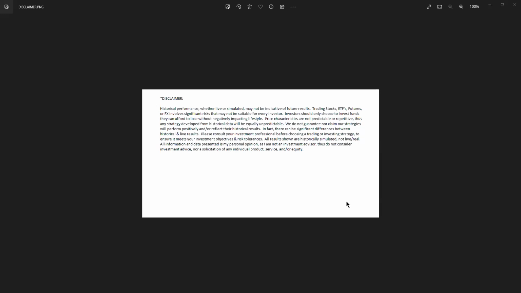Please consult your investment professional before choosing a trading or investing strategy to ensure it meets your investment objectives and risk tolerances. All results shown are historically simulated, not live. All information and data presented is my personal opinion, as I am not an investment advisor, thus do not consider it investment advice nor solicitation of any individual product, service, or equity.